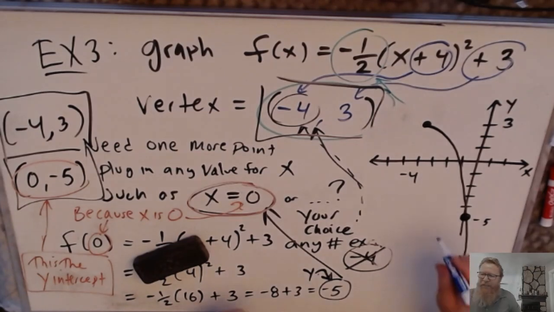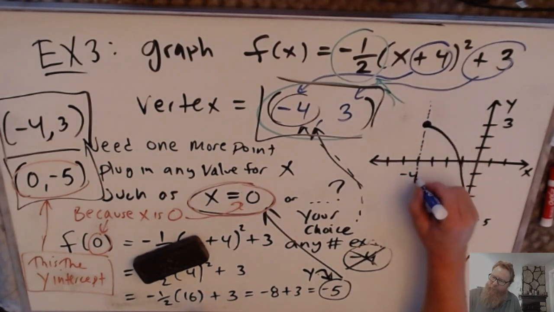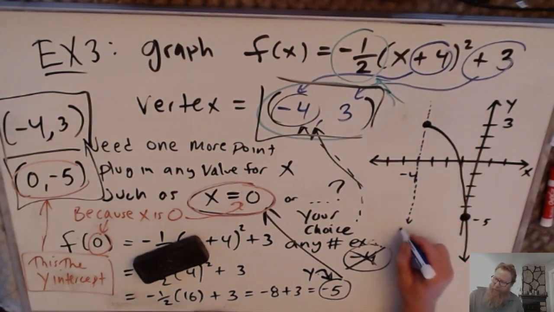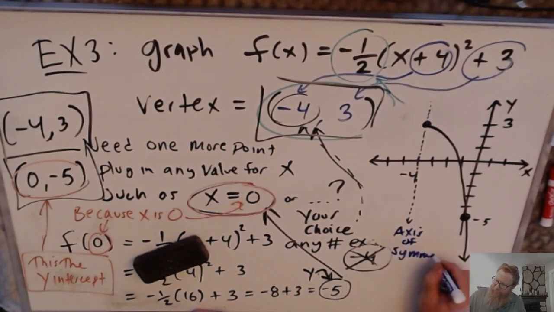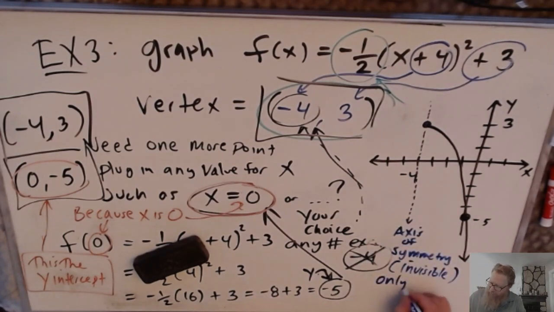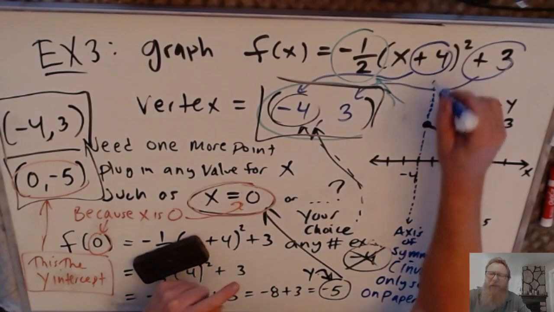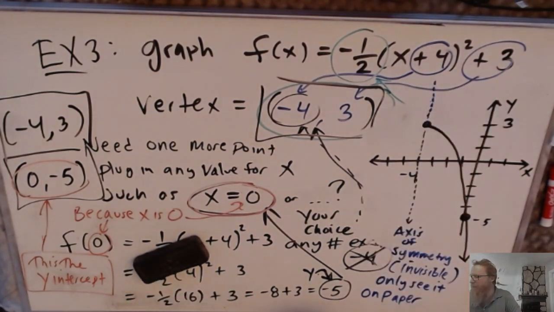Then you have an invisible line going down the middle. This line is called the axis of symmetry. Okay, it's actually invisible. So you only draw it on paper. You will not see this line on a computer. It's only visible on paper.